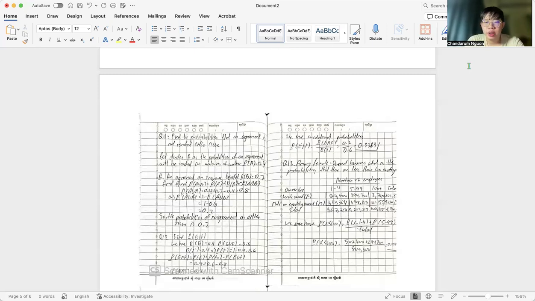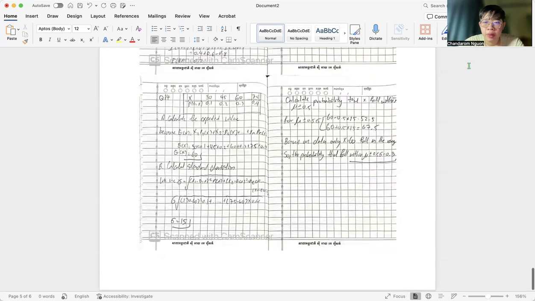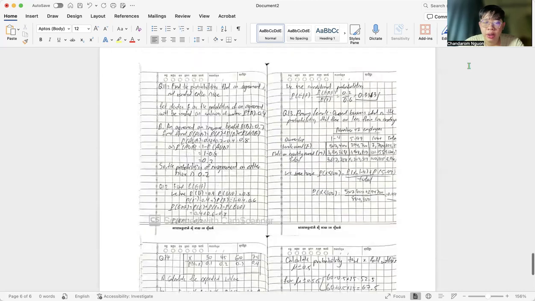Next is question 13. This question asks us, among the female-owned businesses, what is the probability that there are fewer than 100 employees, which means P of X smaller than 100. To solve this problem, we need to calculate the probability that a randomly chosen female-owned business has fewer than 100 employees.